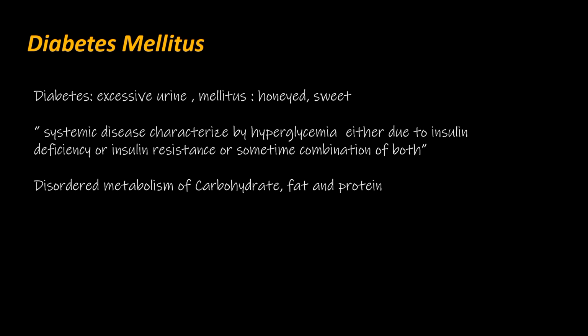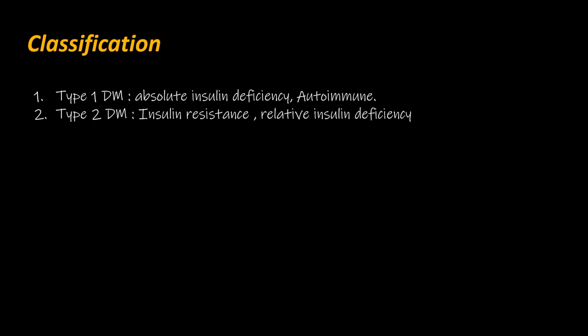Because of impaired insulin secretion or insulin action, there is disordered metabolism of carbohydrate, fat, and protein. Because of dysregulation of carbohydrate metabolism, most of the clinical manifestation and complication of diabetes occur. Diabetes mellitus is classified into 5 categories. Type 1 diabetes, it is because of absolute insulin deficiency due to autoimmune pancreatic beta cell destruction.